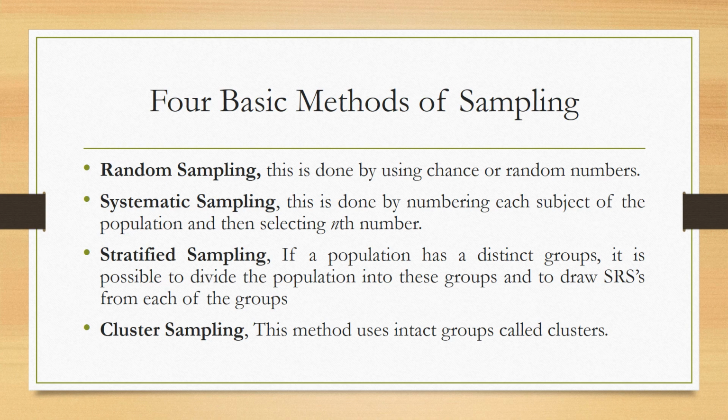The third is stratified sampling. If a population has distinct groups, it is possible to divide the population into these groups and to draw a simple random sample from each of the groups. And the last is cluster sampling. This method uses intact groups called clusters. Kapag malawak yung sakop ng research mo, ang gagamitin mo ay cluster sampling.